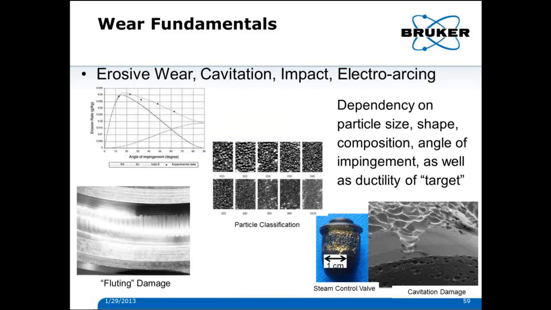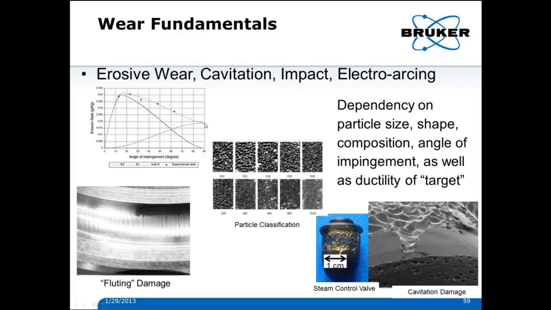Erosive wear can be caused by cavitation or impact, basically of particles or gas bubbles collapsing in the case of cavitation. In electro-arcing, it's also known as fluting damage. Down here you can see a spark has jumped because of poor grounding. This is the race of a rolling element bearing. And you'll see this sometimes because, again, of poor grounding, the solution to this is just better grounding. You get a spark jumping across the bearing. Here's the classic erosion curve of these are ductile metals and these are brittle metals.